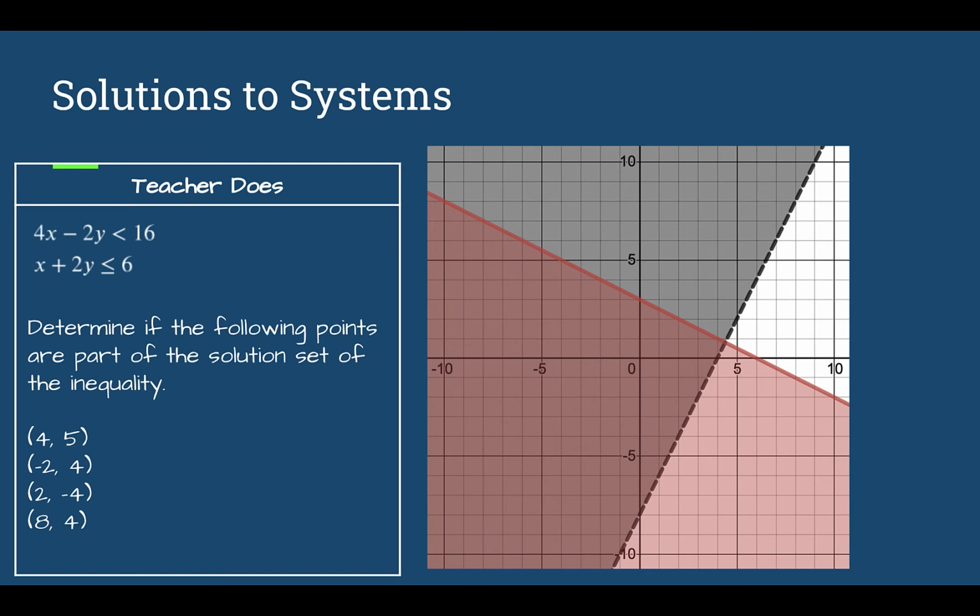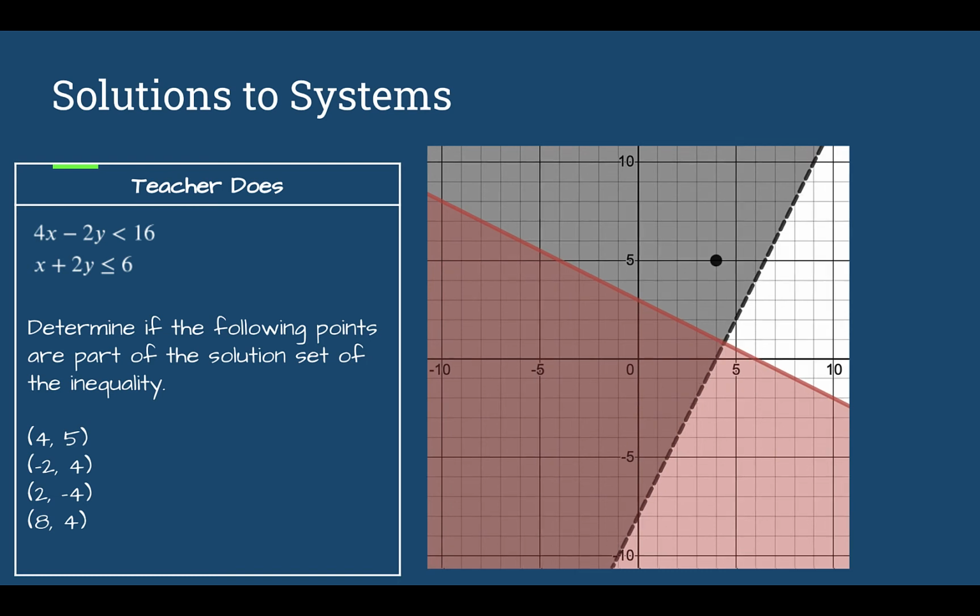If they are going to be part of the solution, they need to fall in that double shaded area or on a solid border line. So let's check the first one. We have 4, 5. If I plot that point, it falls within the gray area, but not the red area. It needs to be in both. So that would not be a solution.